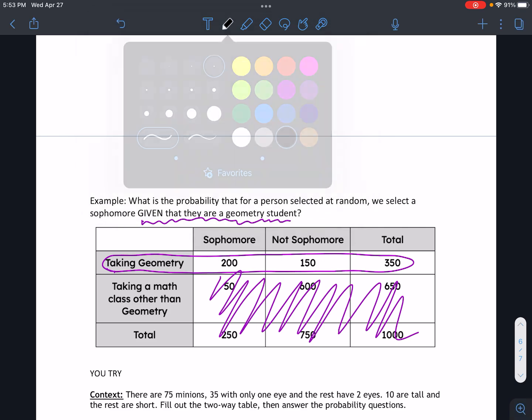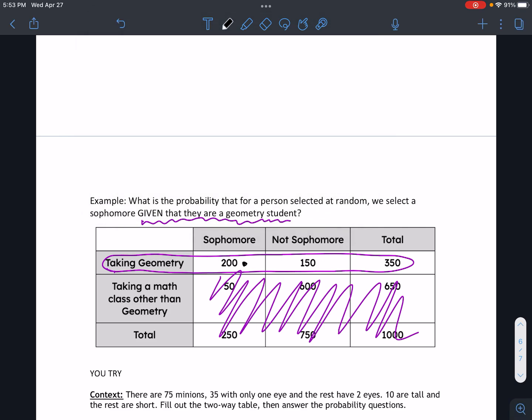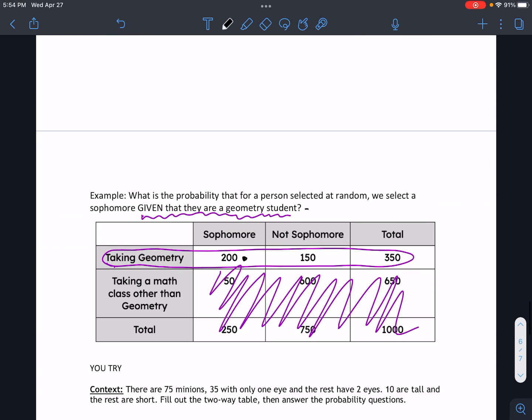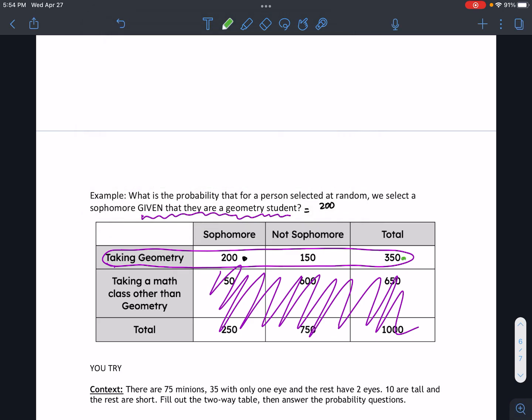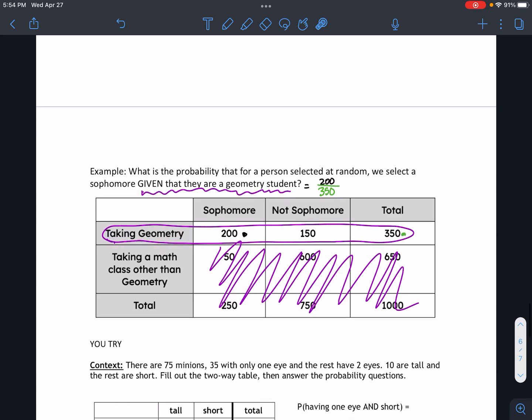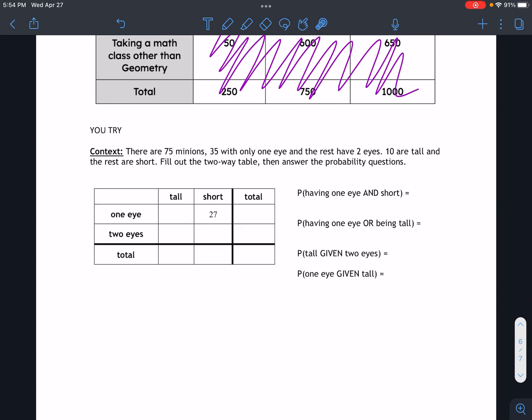And now I want to know the probability that they are a sophomore. So there are 200 sophomores. But the total now is no longer out of 1,000. It's only out of the geometry students because we know that the student is taking geometry. So it's 200 out of 350. So try to scribble out the table like this if you need to. Make a new table every time if that helps you out. You're going to fill in this two-way table and calculate those 4 probabilities. Pause the video, try those out.